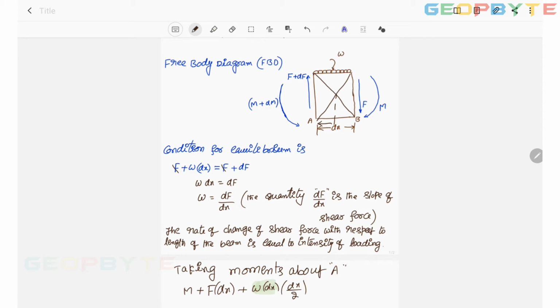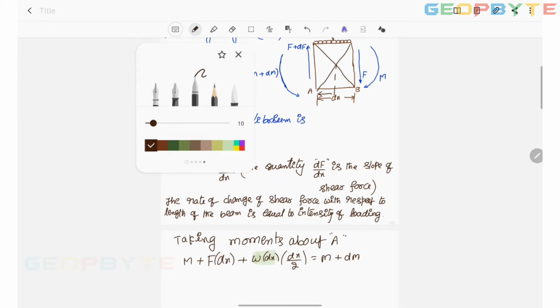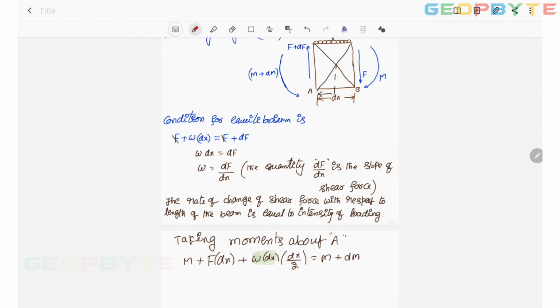So all the clockwise moments must be equal to the anti-clockwise moment. Look at the anti-clockwise moment at A: M plus dM. We are just equating clockwise moments with the anti-clockwise moment. Now simplify it. M cancels, M cancels. Then F into dx plus W into dx square by 2 is equal to dM.